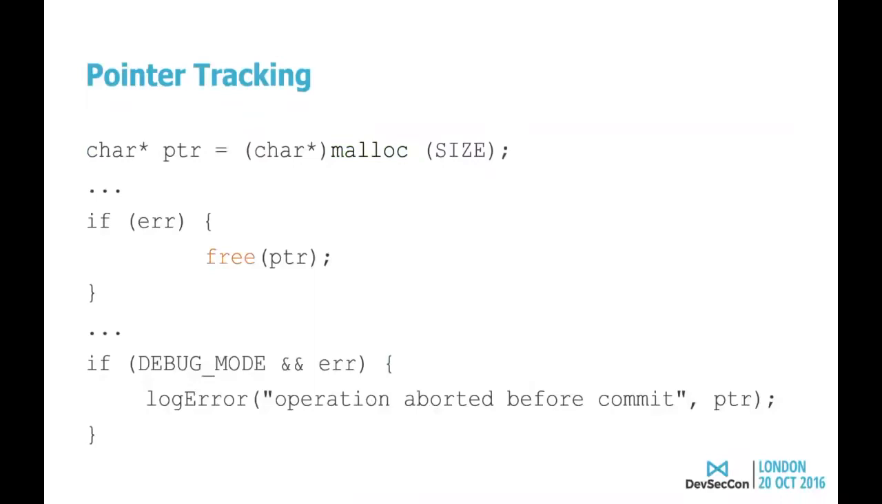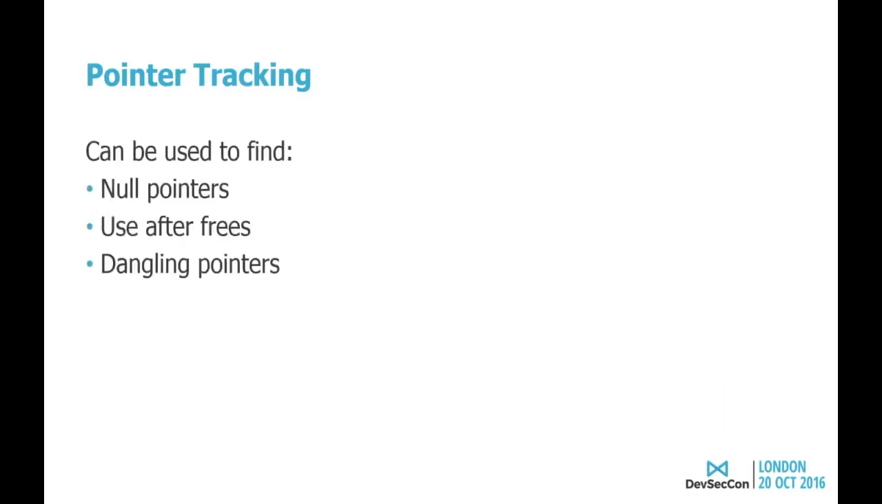Okay, that's fine. Let's see if this pointer is then used anywhere else. And lo and behold, we spot down the bottom that it is also actually used here, and as a result, there are certain conditions that can cause a memory corruption. You can use it to find null pointers, use after frees, dangling pointers, a variety of issues like this.